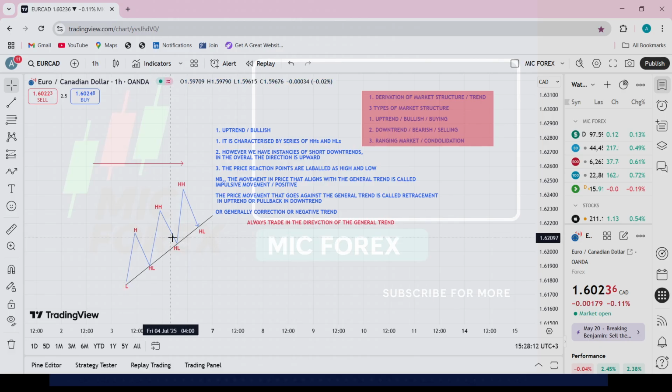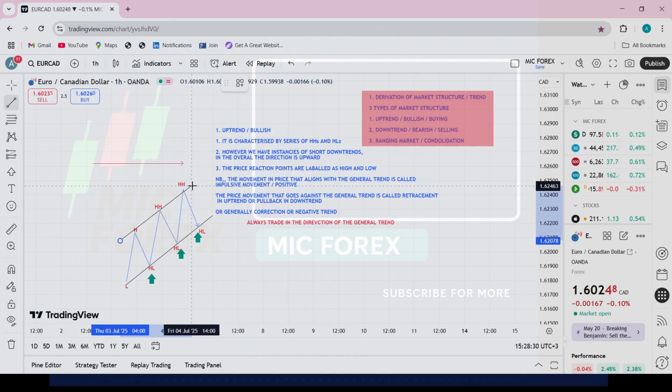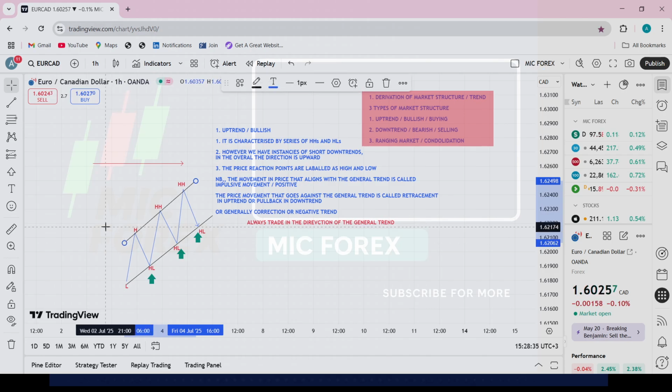So if you find a market that is bullish, you want to pick trades here. You want to pick a trade at that point. You pick a trade at that point. Why? Because the market is moving in a bullish momentum. However, you have this correction here, but not until you are someone like M.I.C, then avoid jumping into trades with a negative trend.